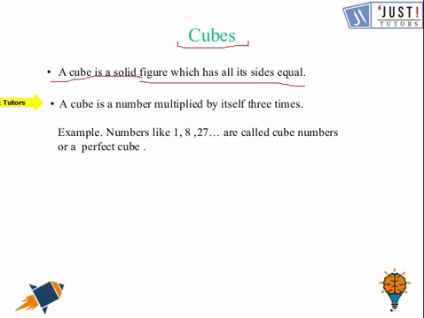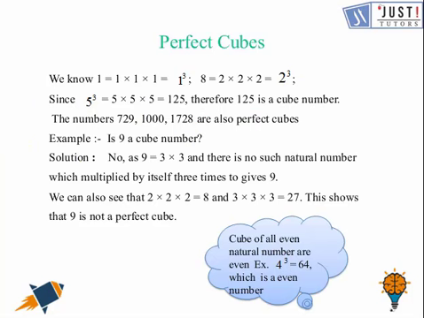And how can we find a cube? A cube is a number multiplied by itself 3 times. Let's see some examples. Numbers like 1, 8, 27 are called cube numbers or perfect cubes. Let us see what a perfect cube is. 1, which we can write as 1 times 1 times 1, is 1 cube. So the cube of 1 is 1 itself. And let's see the cube of 2. The cube of 2 is 8, as you multiply the number 3 times by itself.